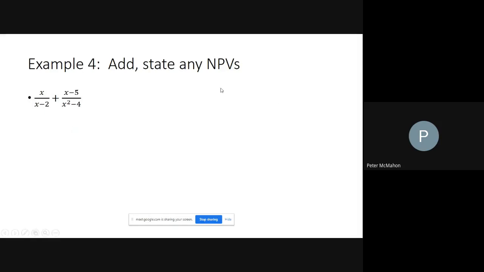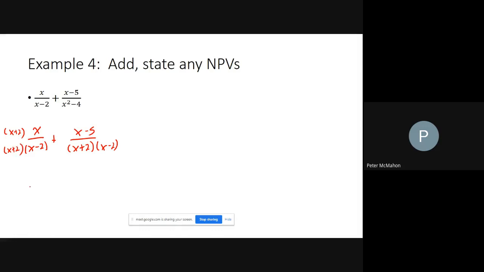Okay. Similar idea, it's a little bit more difficult for example 4. So we have x over x minus 2 plus x minus 5 over x squared minus 4. A strategy for this is, when we can, factor everything we can. Well, we have an x squared minus 4 here, which is a difference of squares. And we have an x minus 2 here and x minus 2 here, so those are common. We need to get an x plus 2 over here. So I'm going to multiply the top and the bottom times x plus 2. Okay, so now we have common denominators.